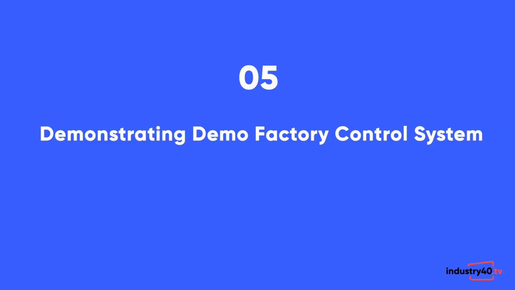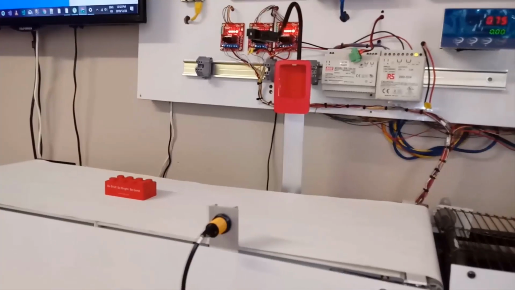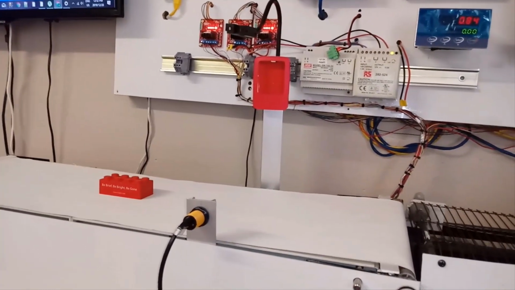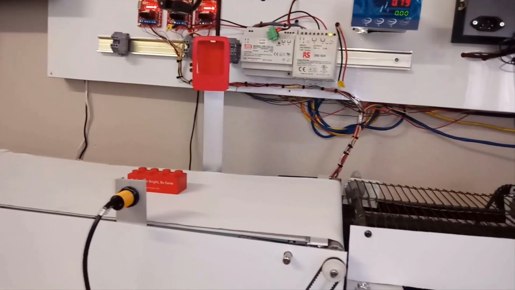I'm going to show you a quick demonstration of our control system in action. So we're going to run it without the Raspberry Pi image classifier module, as at this stage we only want to demonstrate that our control system performs as intended, which is run conveyors, detect the presence of a product, stop conveyor, adjust sorter, and sort the product. So let's see what that looks like. So our products are classified as integers 0 and 1, so this should default to 0.